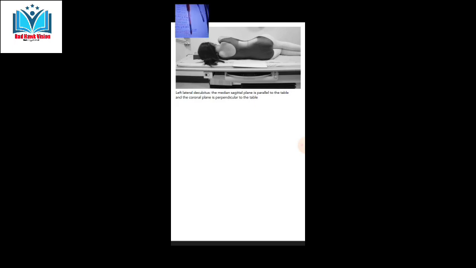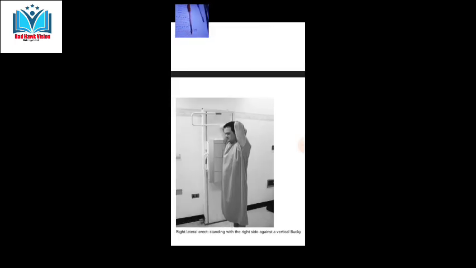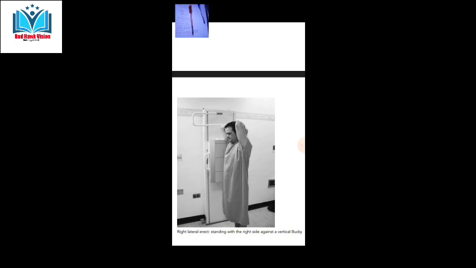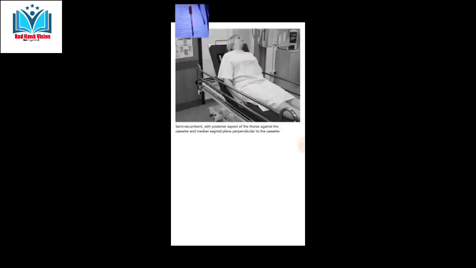Next, we have the left lateral decubitus. The patient is lying on the left lateral decubitus. It means the median sagittal plane is parallel to the table and the coronal plane is perpendicular to the table. Next example, we have right lateral erect. The patient is standing with the right side against a vertical bucky.